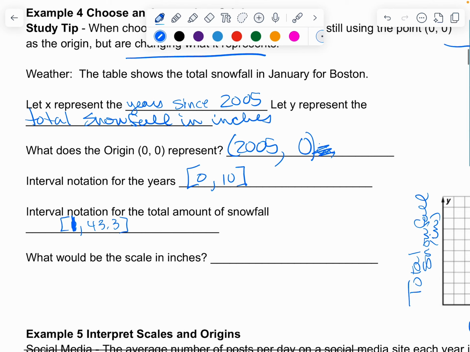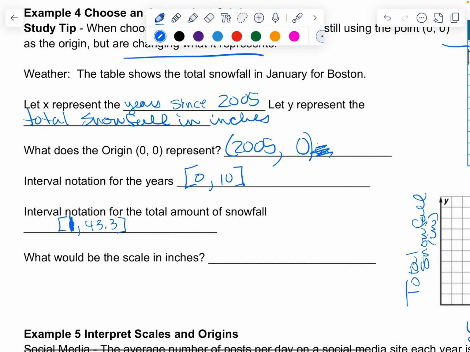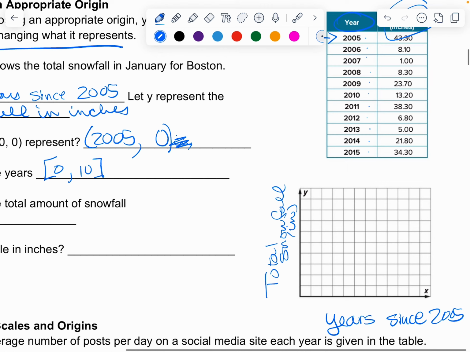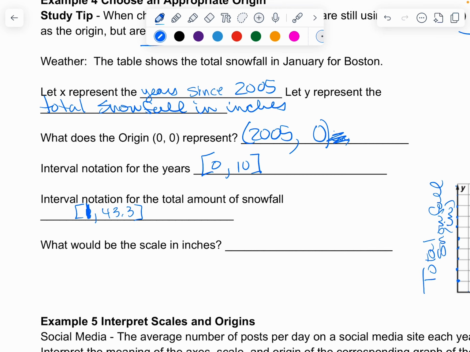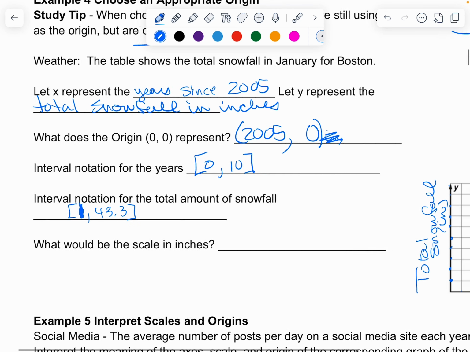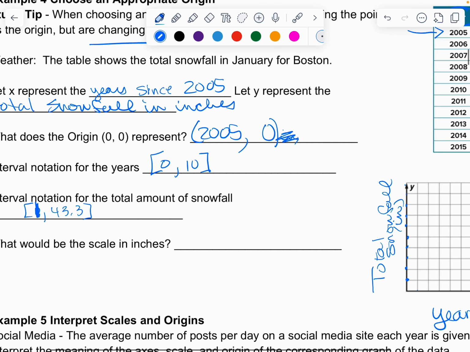What would be the scale for inches? 43, so I have 1, 2, 3, 4, 6, 7, 8, 9, 10. We have to get up to 43. So 5, 10, 15, 20, 25, 30, 35, 40, 45, 50. I think we would go by 5s. 5 inches.